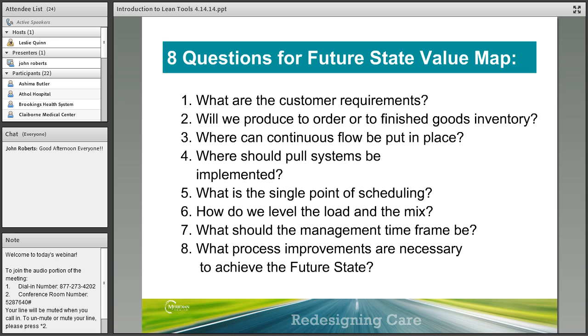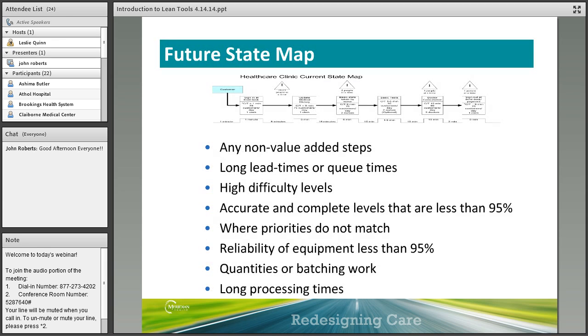Can we look at things at single point of scheduling? How do we level the load in the mix so that we're not overwhelmed in the morning where we're doing certain work or testing, and how can we smooth that out maybe throughout the day? And again, what other improvements are necessary to make it flow as smoothly as possible?